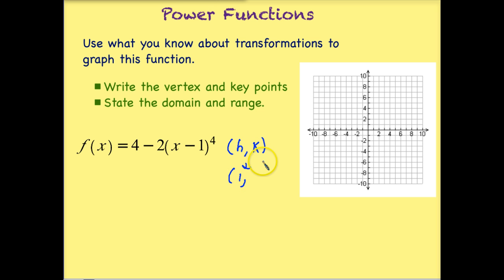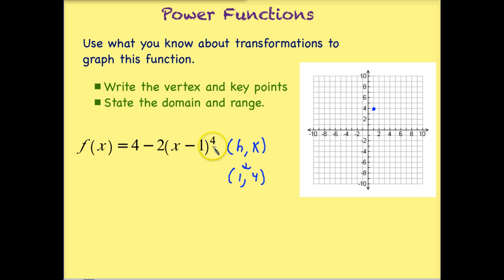How about k? What is our transformation vertically? Well, normally we look for what's plus or minus at the end, but it's written first. So we have a 4. We could very easily switch that and write it at the end as plus 4. So we know that our vertical transformation is going to be a shift up 4. Therefore, our vertex is going to be at (1, 4).